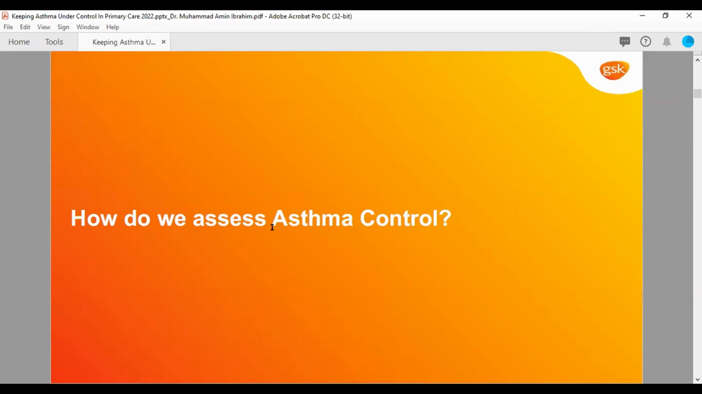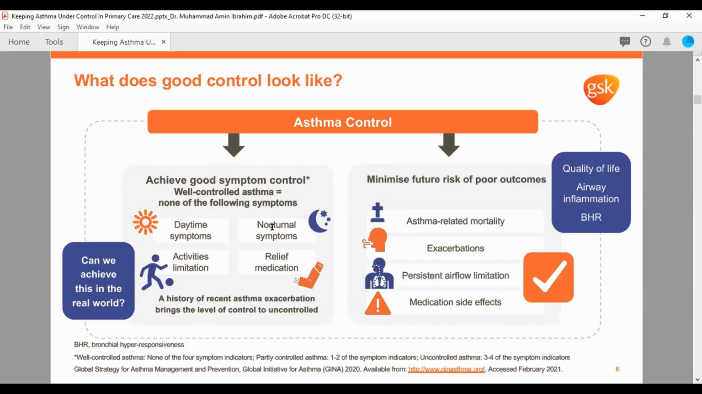And how do we assess asthma control? Why is it important to have good asthma control? Because we want to address two things. We want to improve the symptoms and reduce the risk of future exacerbation. So what do we mean by good asthma control? Patients have no daytime symptoms as well as no nocturnal symptoms. The patient is able to perform his or her regular activities, and rarely uses reliever medication.